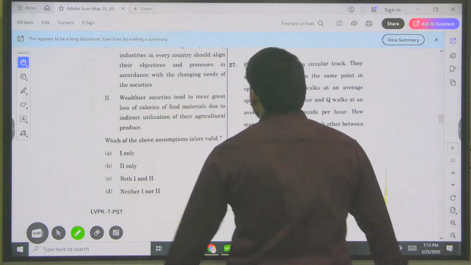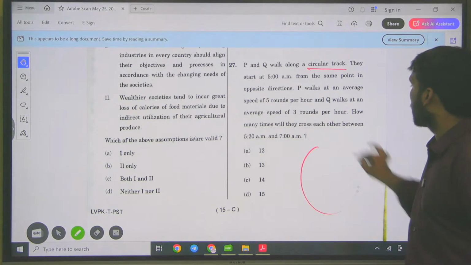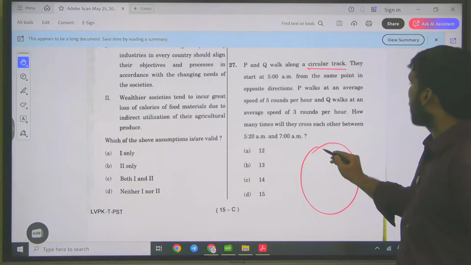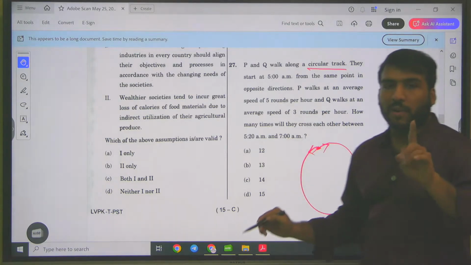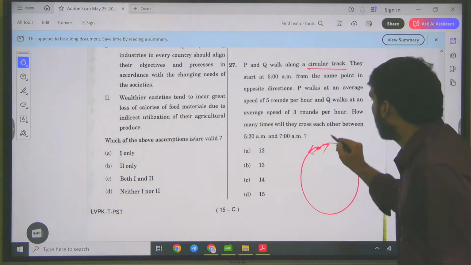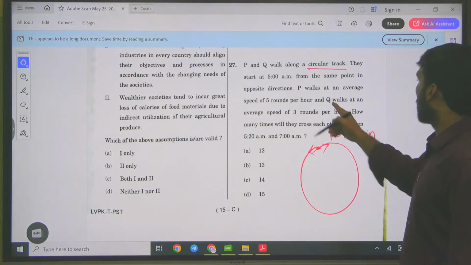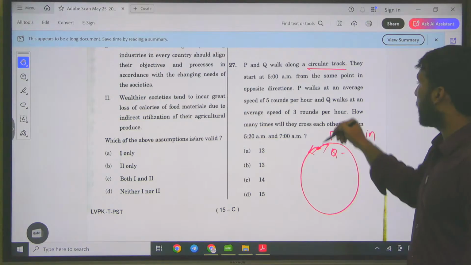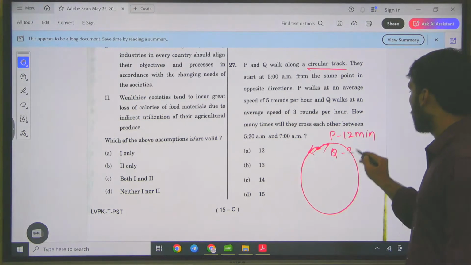Next, P and Q walk along a circular track. They started at 5 a.m. at the same point but in opposite directions. P walks at an average of 5 rounds per hour. 5 rounds per hour means P takes 12 minutes. Q walks at an average speed of 3 rounds per hour. So 60 divided by 3 is equal to 20 minutes.